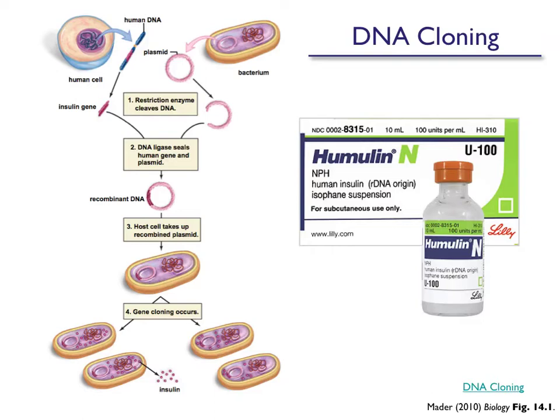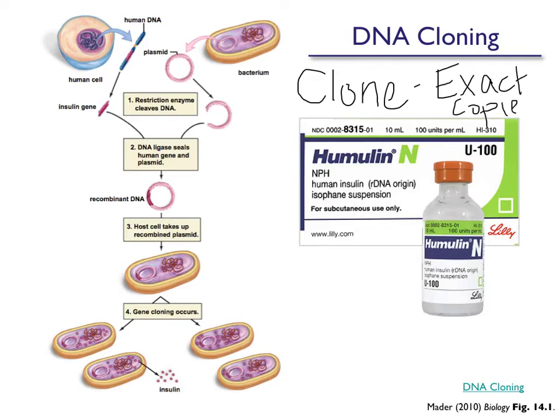So the first thing that we're going to do is talk about how we can clone DNA. When you clone something, you're making exact copies. And when we're talking about genes, we're making exact copies of the pieces of DNA. And that's what it is to clone a gene. Very simple, just making a copy of something.